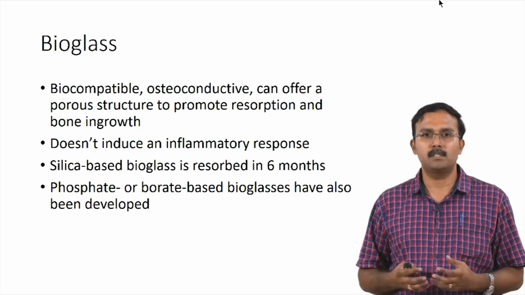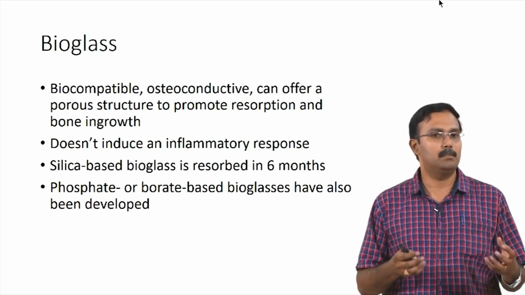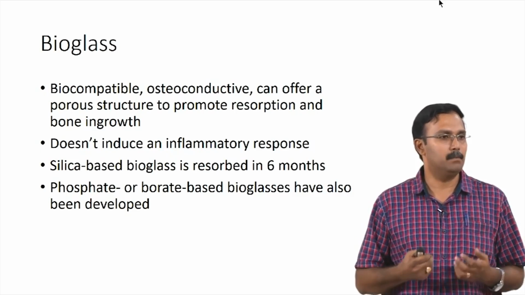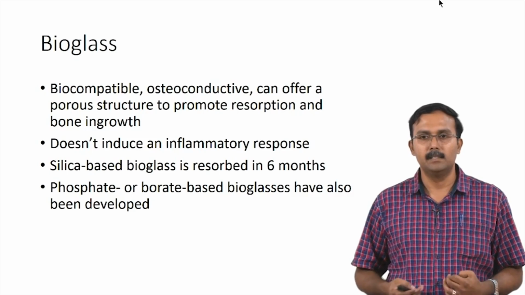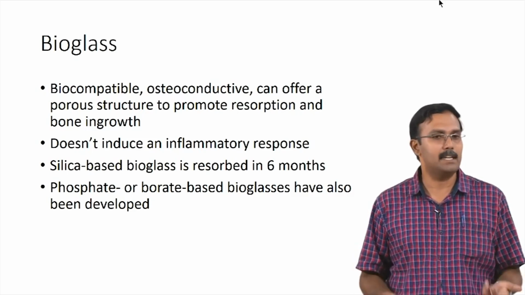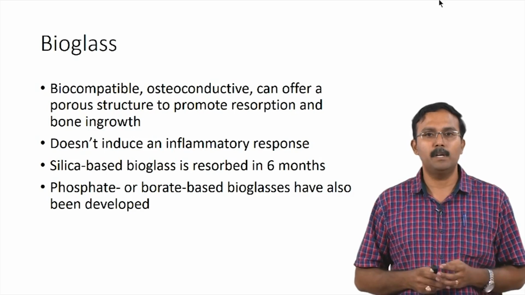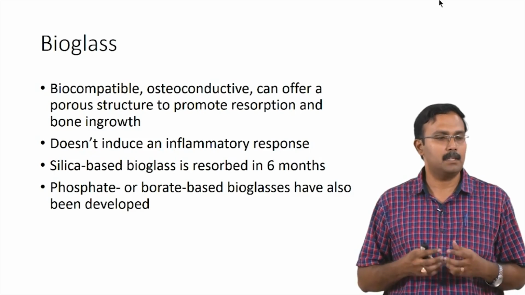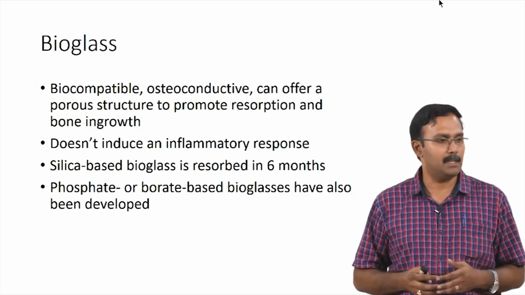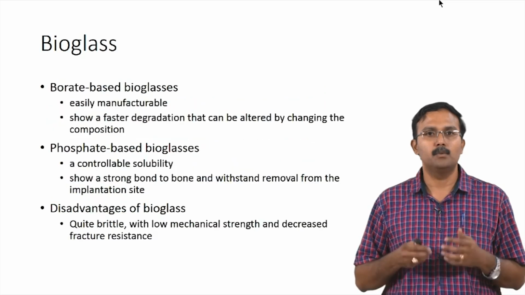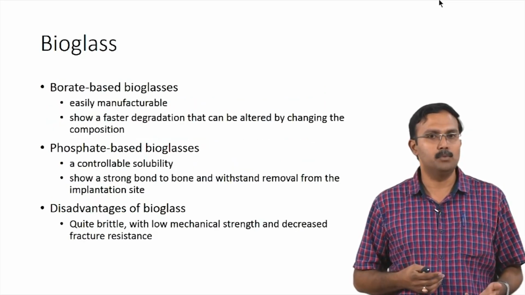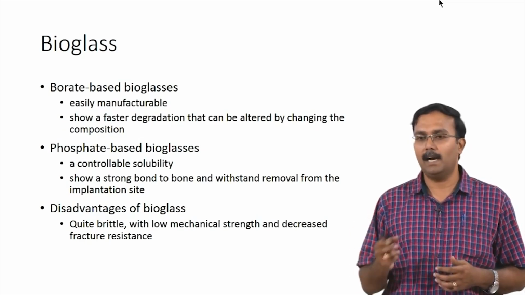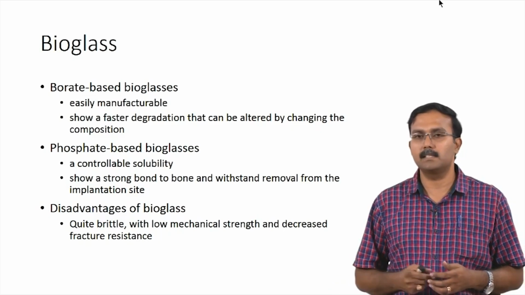It can offer a porous structure which will promote resorption and bone ingrowth, and the porosity itself can be achieved with the way you fabricate the material. This does not induce any inflammatory response, and silica based bioglass is usually resorbed in about 6 months. Phosphate and borate based bioglasses have also been developed and are being studied. Borate based bioglasses are easy to manufacture and show faster degradation. However, this degradation can be altered by changing the composition of the material itself.